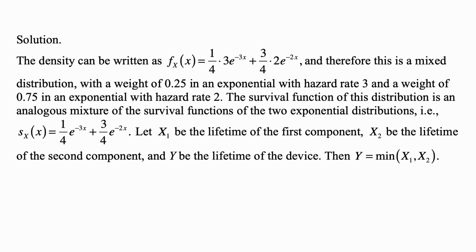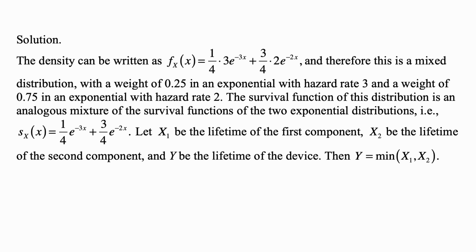The density can be written as f sub X of x equal to 1/4 times 3 e to the minus 3x plus 3/4 times 2 e to the minus 2x, and therefore this is a mixed distribution with a weight of 0.25 on an exponential distribution with hazard rate 3 and a weight of 0.75 on an exponential distribution with hazard rate 2.